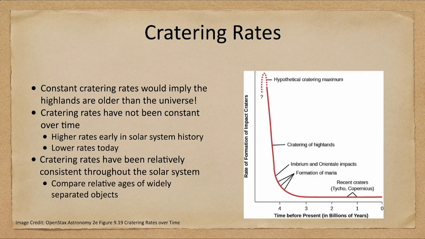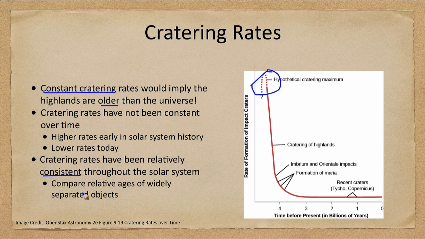Well, let's take a look at this. Typically, we look at rates of formation here, and there would have been some kind of maximum here. We really don't know what happened in the early stages. It's really hard to tell. There were so many objects around impacting. So really, if the cratering rate were constant, then the highlands would be older than the universe. So we know that the cratering rates have decreased drastically over time. They were much larger in the past and much smaller today. However, they are about the same within the solar system.